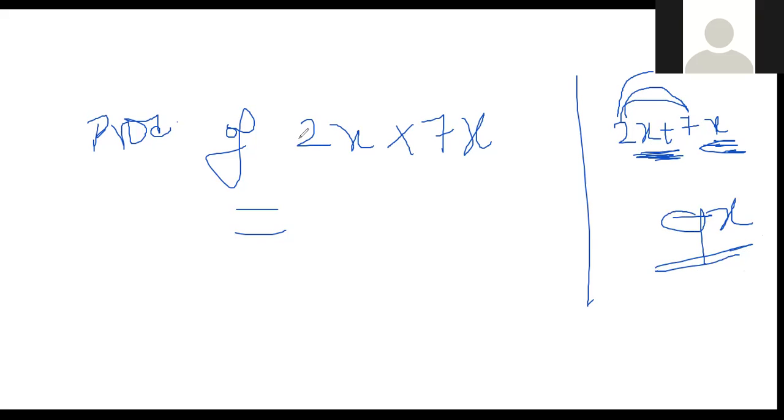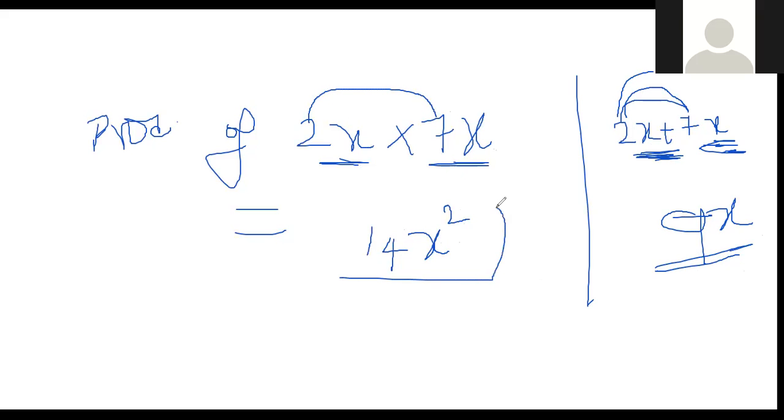Now coming to multiplication, when these two terms are the same, then what to do? x into x, that is x square. How many x are there? Two x are there, right? The power is 2. After that, multiply these two numbers. 2 sevens are 14. 14x square is the result of 2x into 7x. Got it? Go for the next.